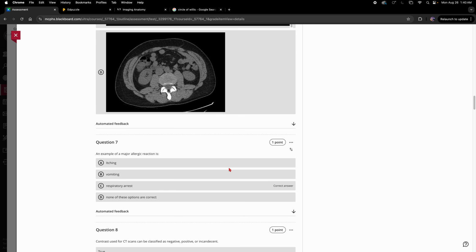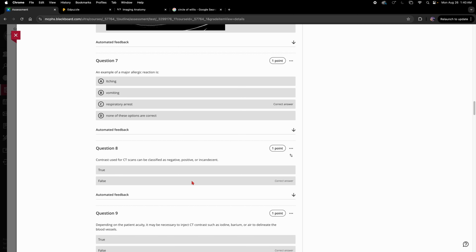Question 7. An example of a major allergic reaction is, well, itching is not a major reaction. Neither is vomiting. Vomiting can occur. It's rare, but it's likely if the patient does not have an empty stomach, then they can vomit. But nausea is not an allergic reaction, it's a side effect. The respiratory arrest is the one that's a major allergic reaction.